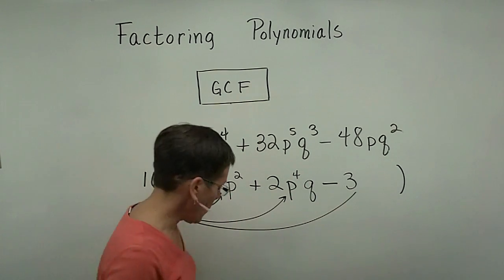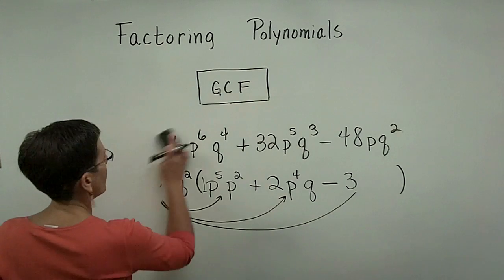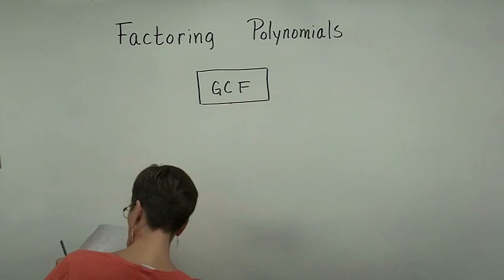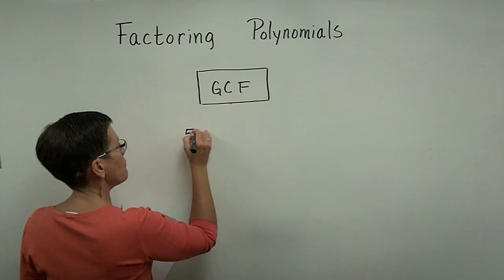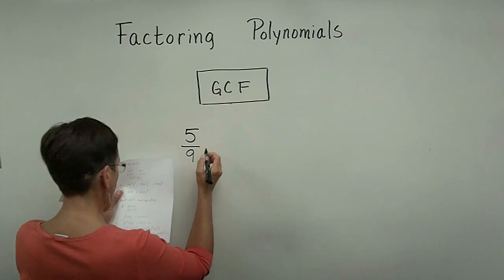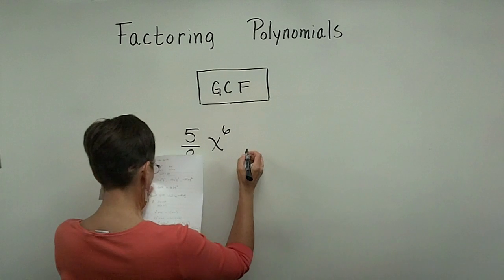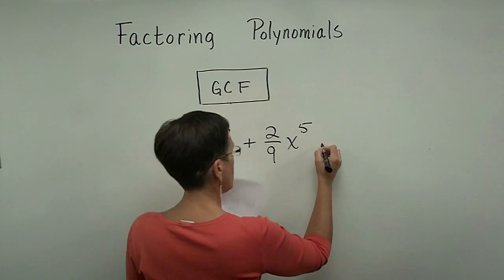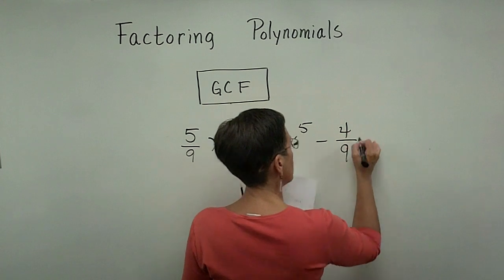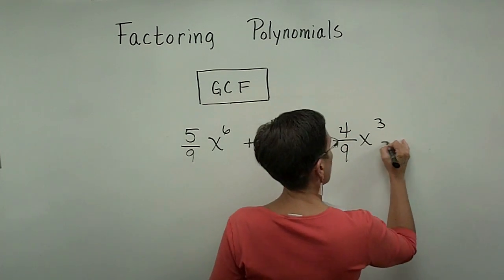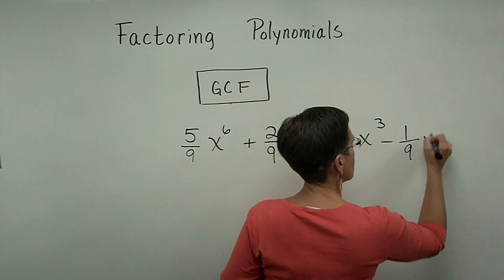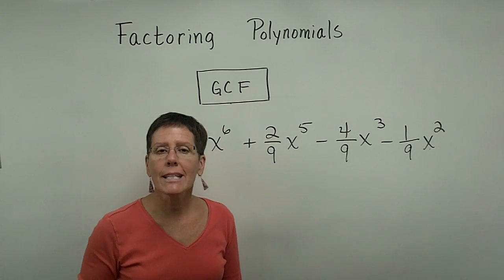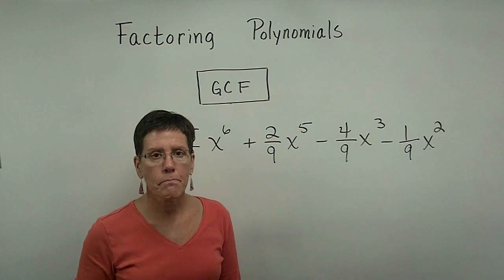I actually thought of just one more. Let's do a fraction problem. And so it looks like this. Let's take a fraction out of 5/9 x to the 6th, 2/9 x to the 5th, 4/9 x to the 3rd, and 1/9 x to the 2nd. As the variables go, I'm going to be able to get x to the 2nd power out of this expression.